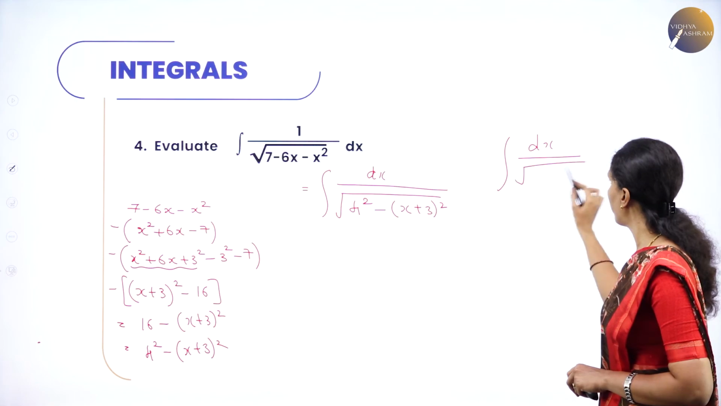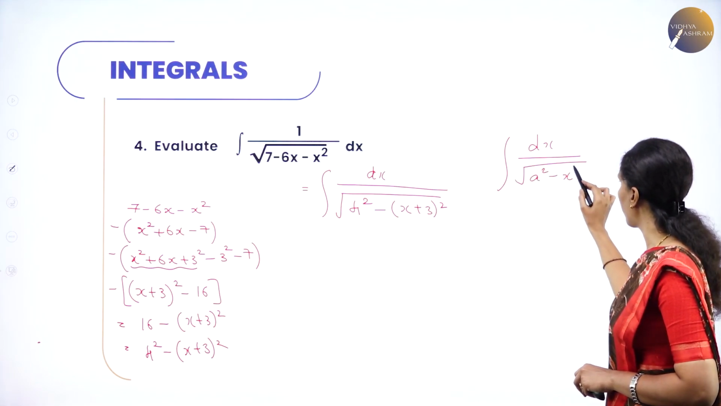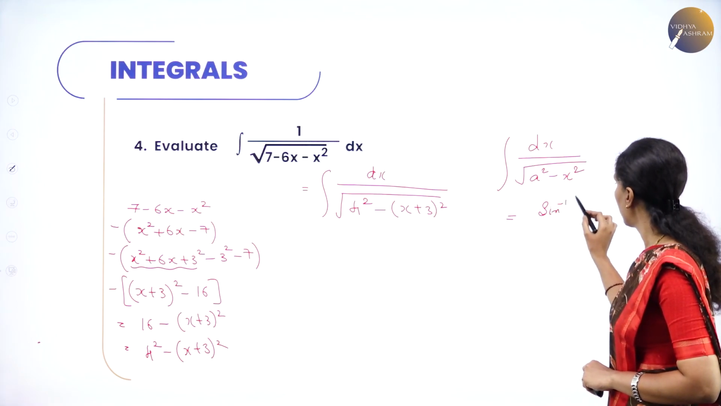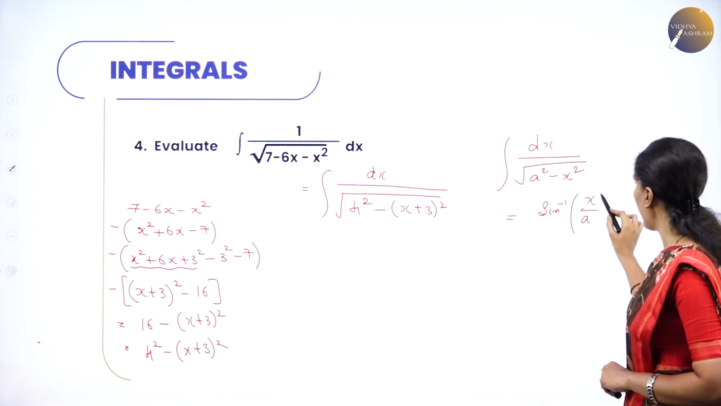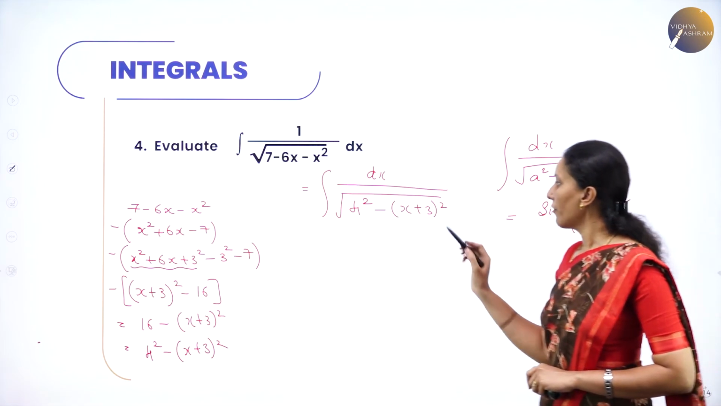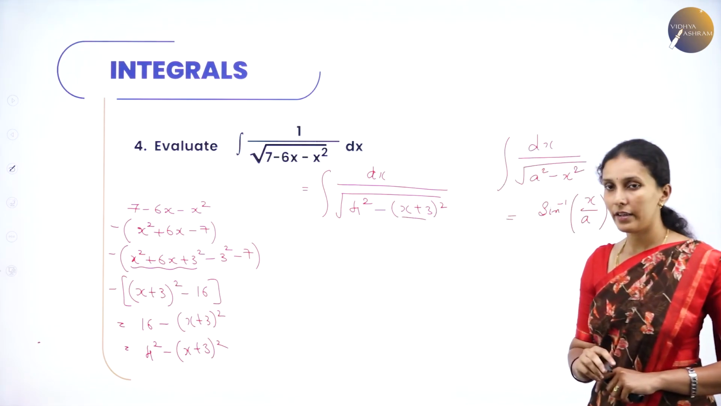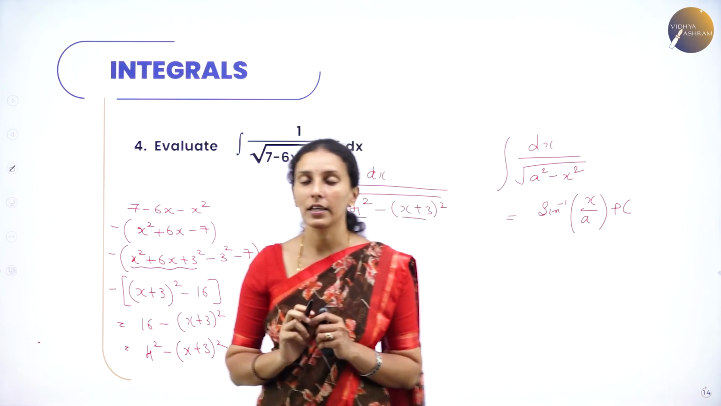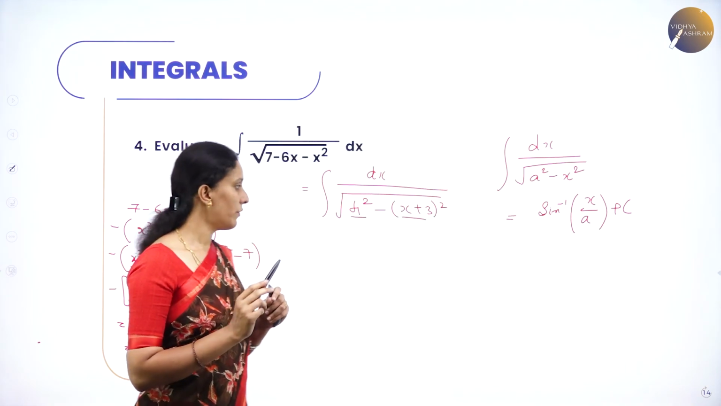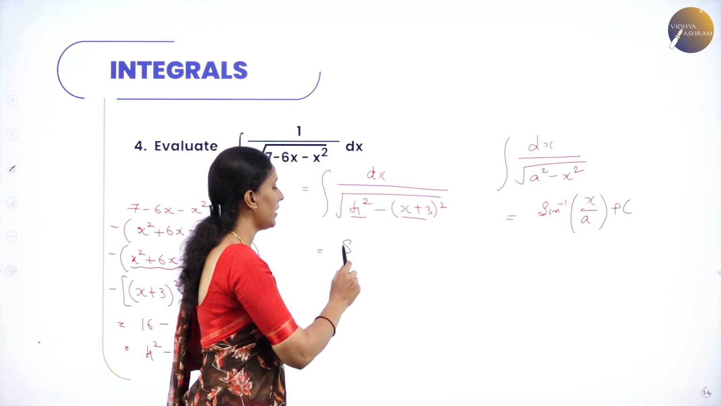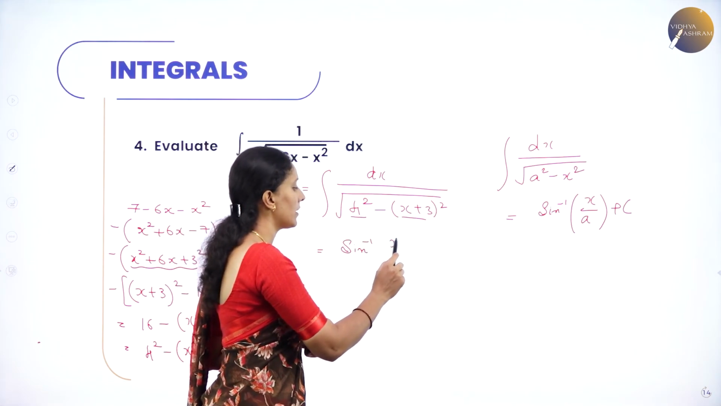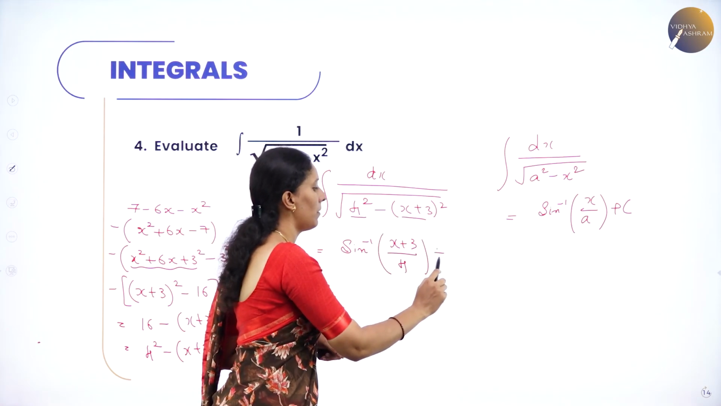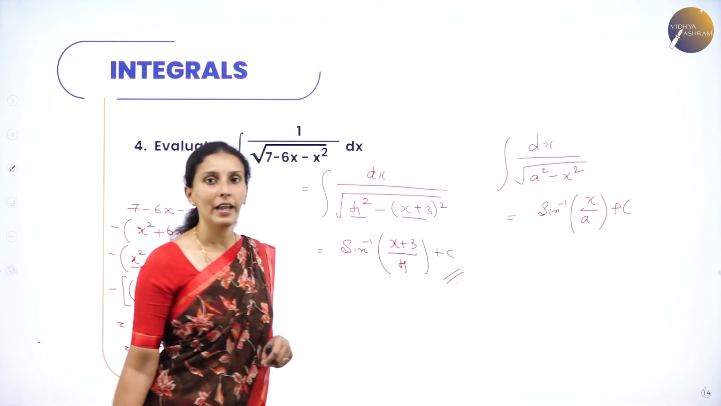Divided by root of a square minus x square. This can be written as sin inverse x divided by a plus c. So now in the place of x we have x plus 3 and in the place of a we have 4. Therefore the given integral can be written in the form of sin inverse of (x plus 3) divided by 4 plus c. So this is the required integral.